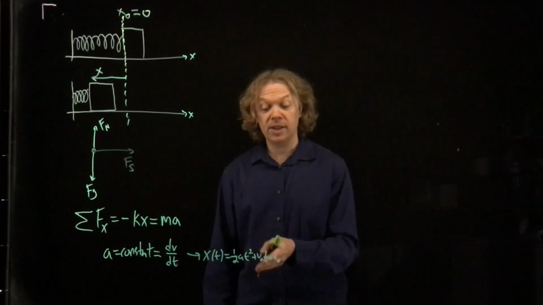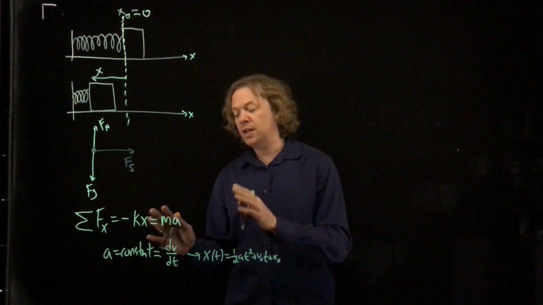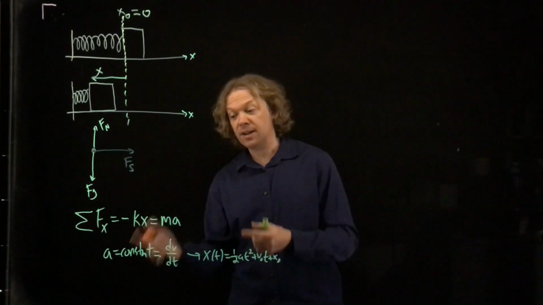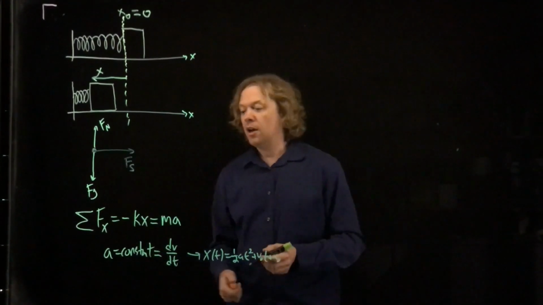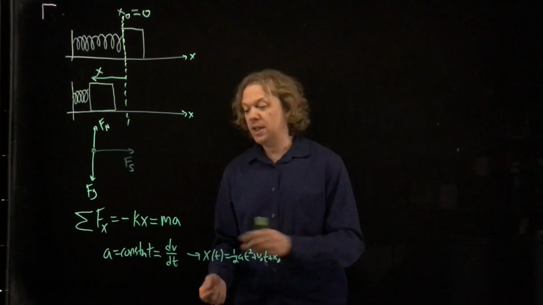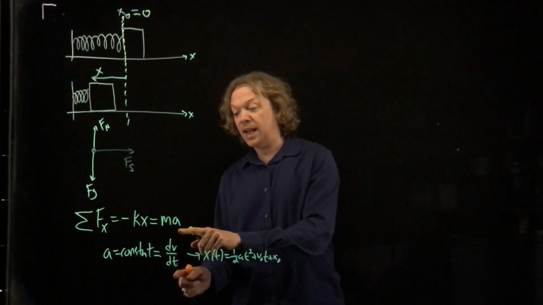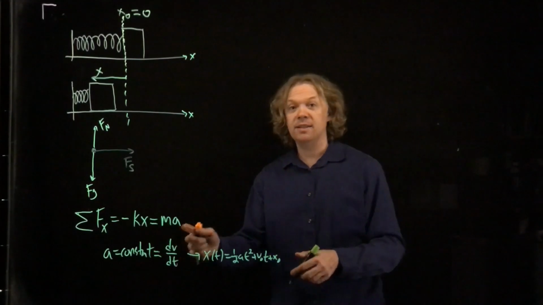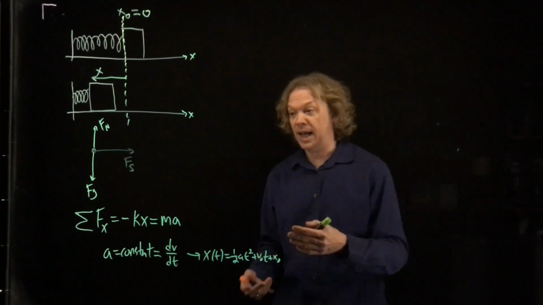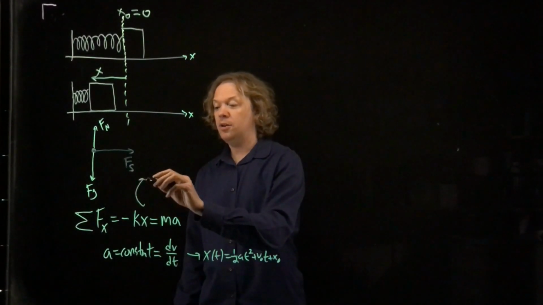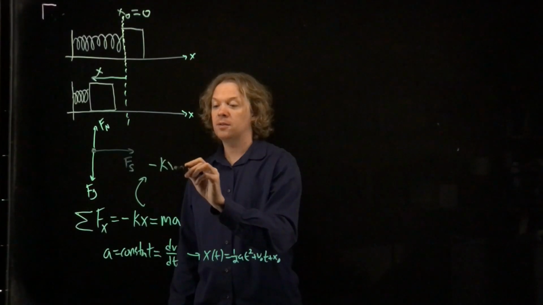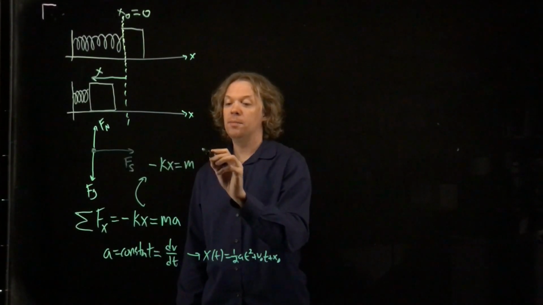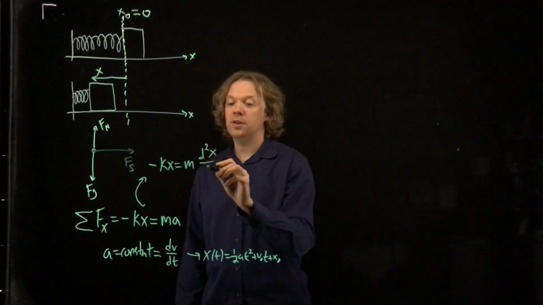Well, we'd like to do something very similar, but we can't do it in this case because our force is not constant. It depends on x. The best we could maybe do is keep trying to rewrite the a so that we have an x over here, so then maybe we could solve it. Remember, a is the second derivative of x with respect to time. So I could write the following: minus kx is m d squared x over dt squared.